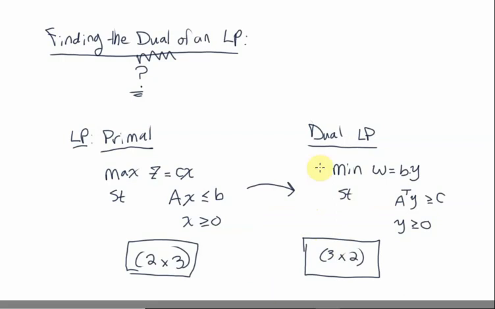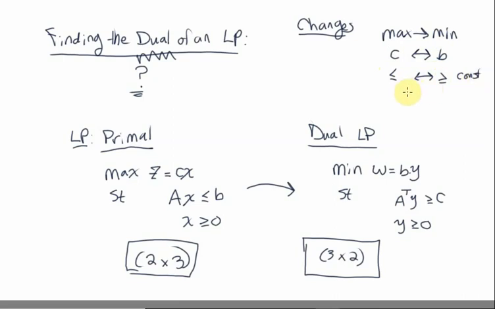Okay, so I do want you to notice, like I said, the changes that have occurred. We went from a max to a min. Our c and our b, our costs and our right-hand side, traded places. The constraints went from less than or equal to greater than or equal to constraints. The A matrix transposed. And still, as a note, variables are still greater than or equal to 0. That didn't change. Okay? So you could try to remember this.